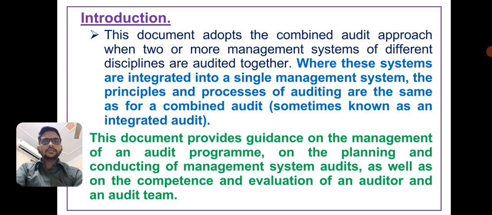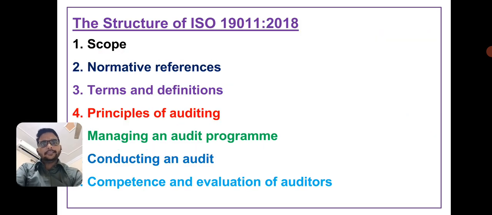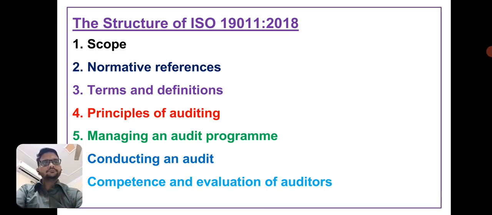Now we are going to discuss the clauses of ISO 19011:2018. These are the structures of ISO 19011:2018, meaning a total of 7 clauses. First clause is scope. What is the scope of ISO 19011:2018, and what are the normative references, that is the second clause. Third is terms and definitions, fourth clause is principles of auditing management systems, fifth clause is managing an audit program, sixth clause is conducting an audit, and seventh clause is competence and evaluation of auditors. We are going to explain each clause one by one in detail.